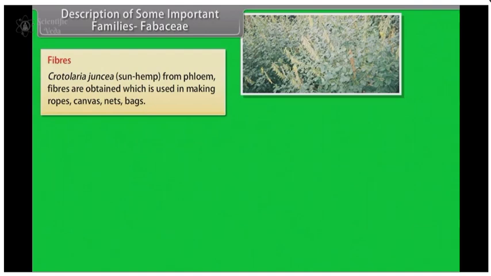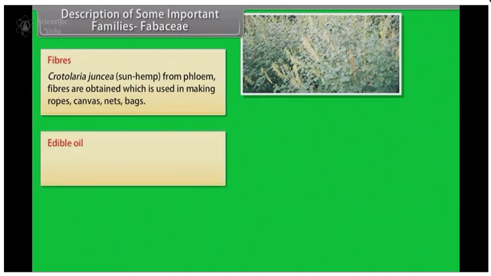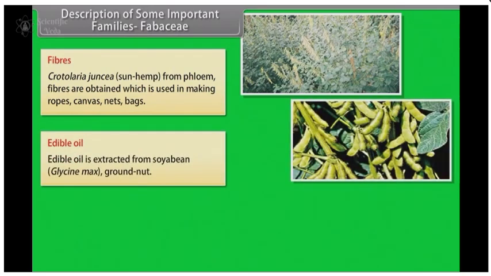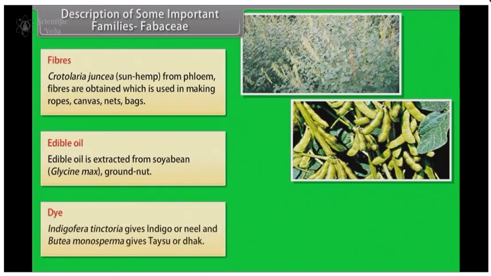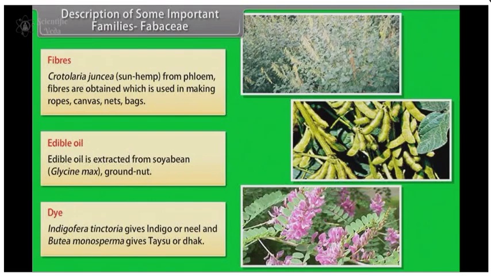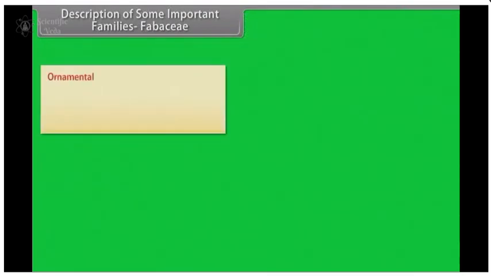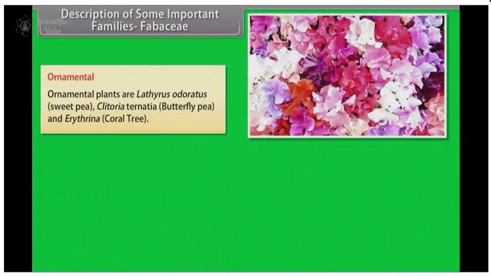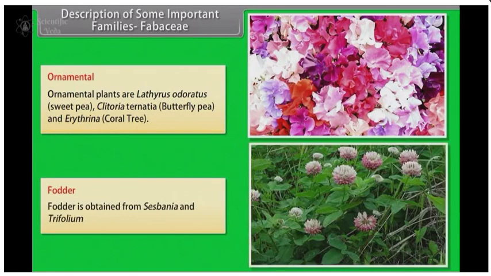Fibers are obtained from phloem, which is used in making ropes, canvas, nets, bags. Edible oil. Edible oil is extracted from soybean, Glycine max, and groundnut. Dye. Indigofera tinctoria gives indigo or neel, and Butea monosperma gives tesu or dhak. Ornamental. Ornamental plants are Lathyrus odoratus, sweet pea, Clitoria ternatea, butterfly pea, and Erythrina, coral tree. Fodder. Fodder is obtained from Sesbania and Trifolium.